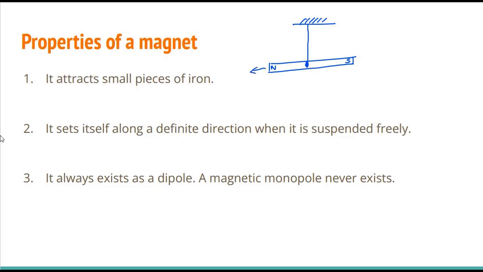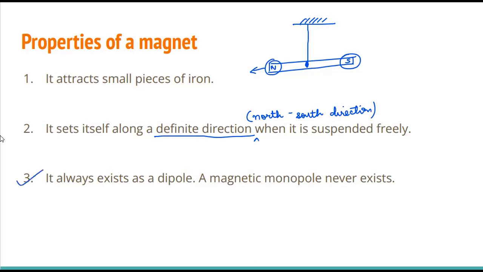When the magnet comes to rest, it always sets itself in a particular direction. You'll see that the north pole of the magnet is always pointing towards the geographic north, and the south pole of the magnet is pointing towards the geographic south. Even if you turn the magnet with your hands and then leave it, the magnet again turns on its own and comes back to the same position. North of the magnet pointing towards geographic north, south of the magnet pointing towards geographic south. So that's what is written over here, that it always sets itself along a definite direction. What is that direction? You can write north-south direction when it is suspended freely. This is for all kinds of magnets.